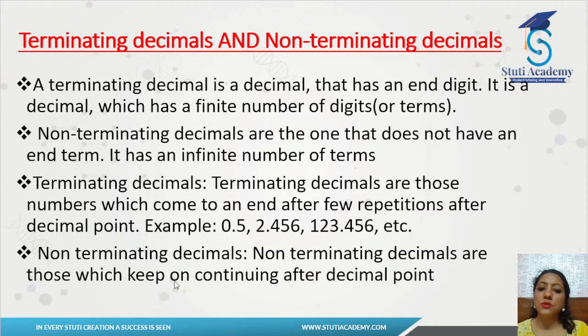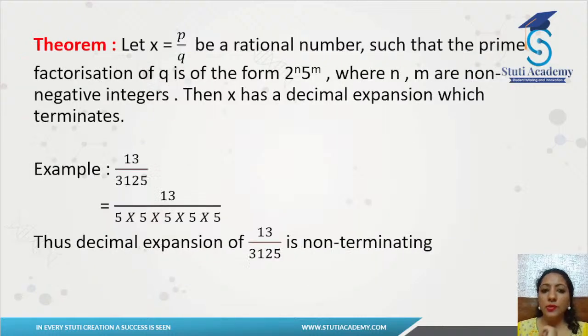Non-terminating decimals are those which keep on continuing after the decimal point. As I just explained, non-terminating has two types. Non-terminating repeating, that means after a certain stage, the digits are going to repeat themselves. And then we have non-terminating, non-repeating, that means the digits don't repeat themselves. You will randomly keep getting the digits and they will go on forever. So non-terminating, non-repeating are irrational numbers. Non-terminating, repeating are rational numbers. Now we have a theorem based on the same.